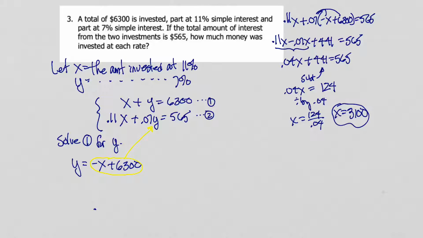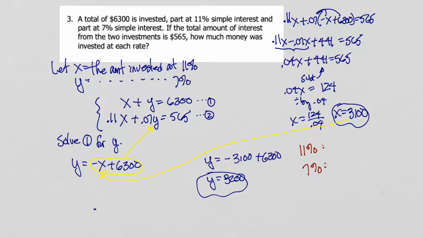So back over here, take this 3,100. I'll draw another line here. We'll have lines all over. Take that 3,100 and put it right back there. So doing that is going to give us that y is equal to negative 3,100 plus 6,300. So we make that subtraction there, and I got 3,200. So that's y. So let's summarize. We have two investments, one at 11%, one at 7%. And how much did we put in each?